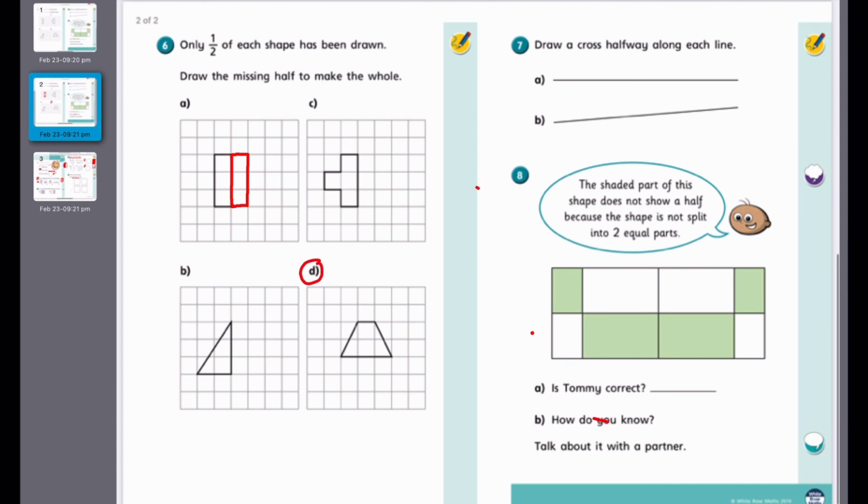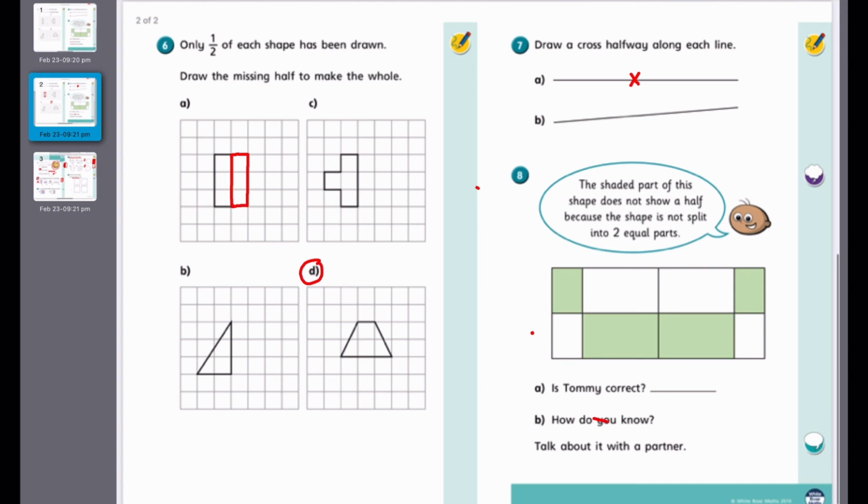Question 7 says draw a cross halfway along each line. Now I haven't measured those lines, so I'm not sure if they're accurate or not. If they're not accurate, just do it by sight. So let's look at number A together, because I don't have a ruler to hand. So let's have a look, and half would be about there. Okay, so as accurate as you can be if you don't have a ruler.